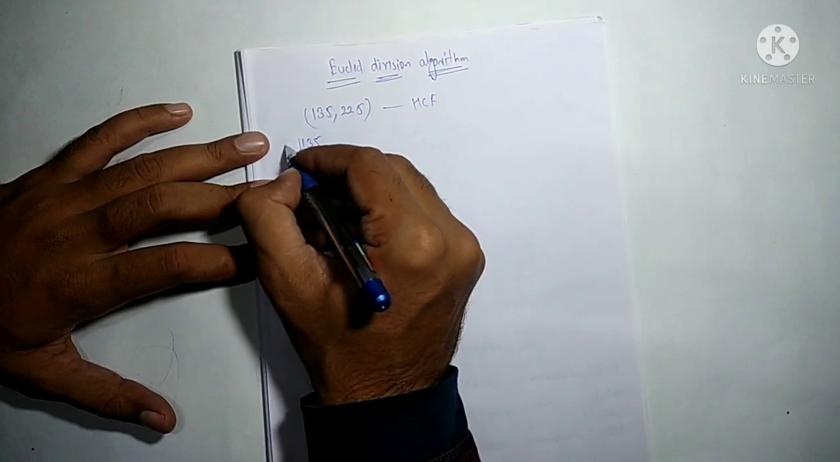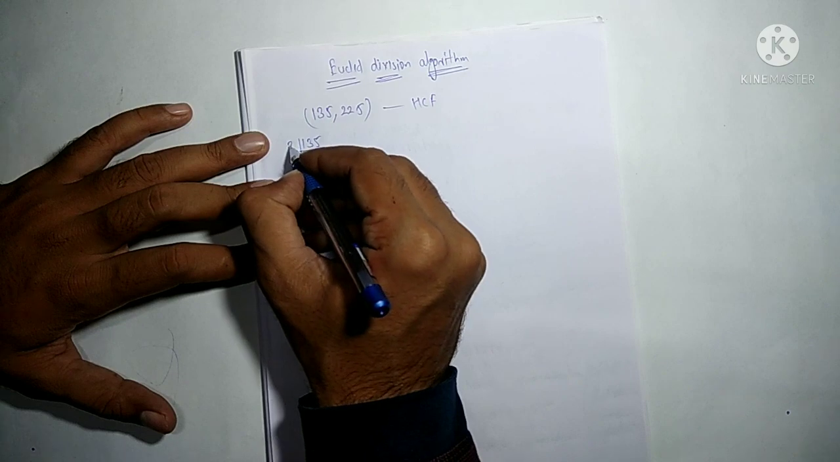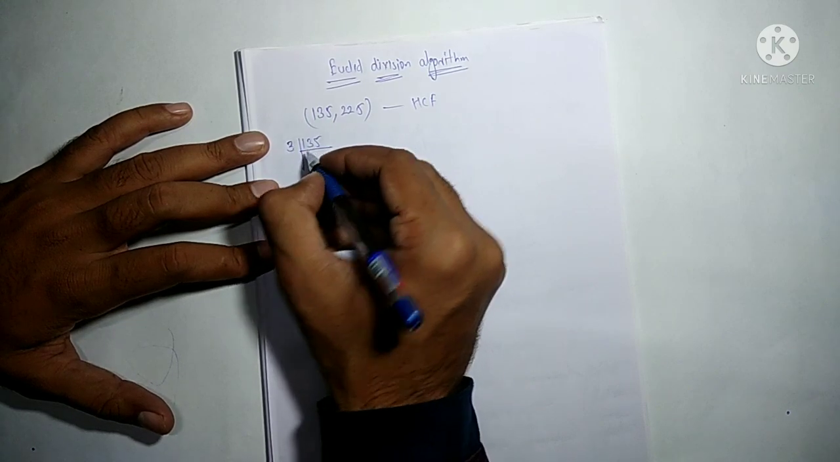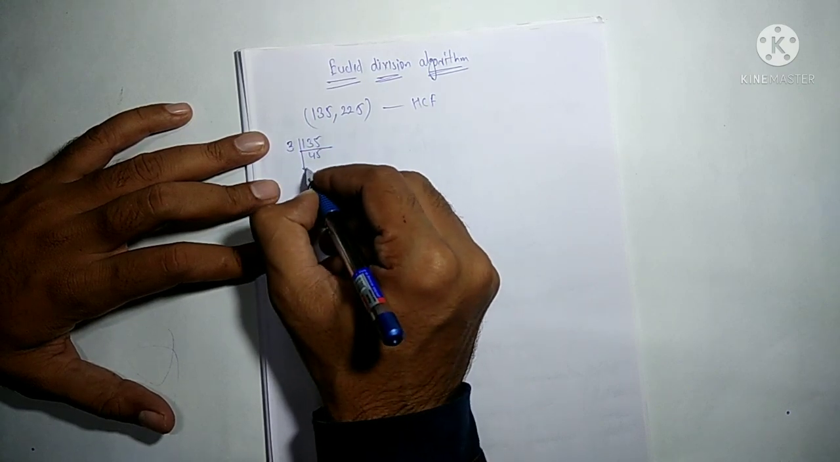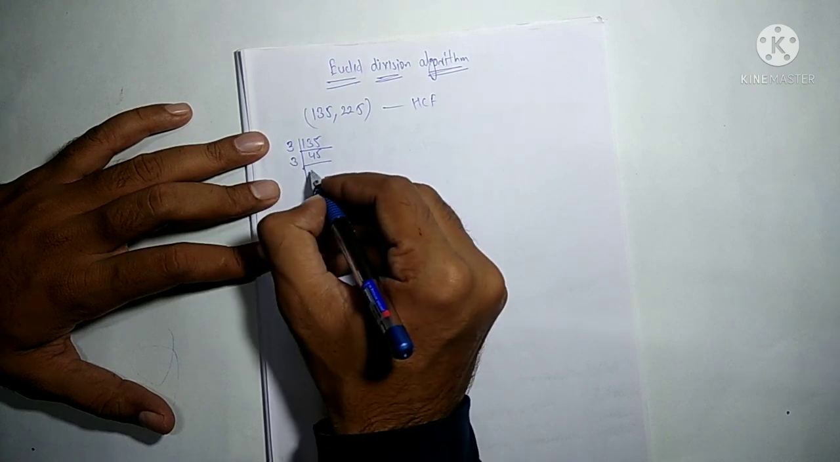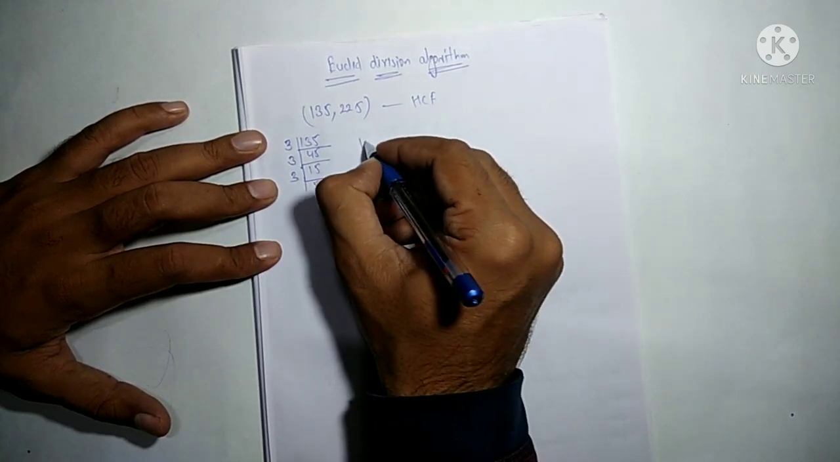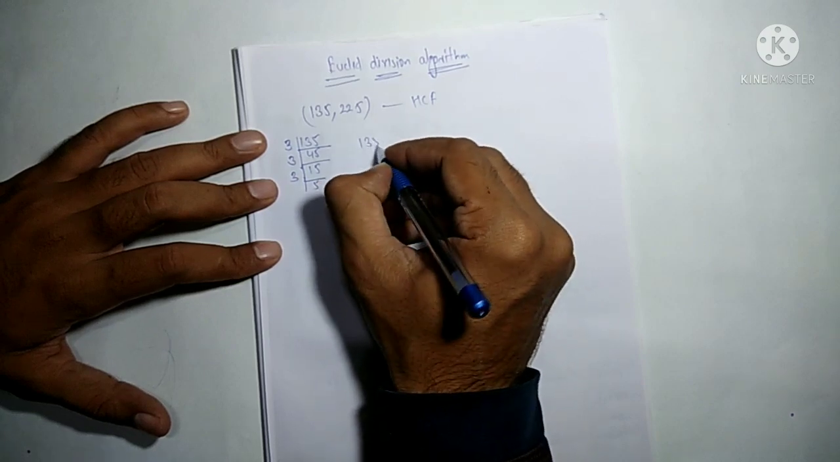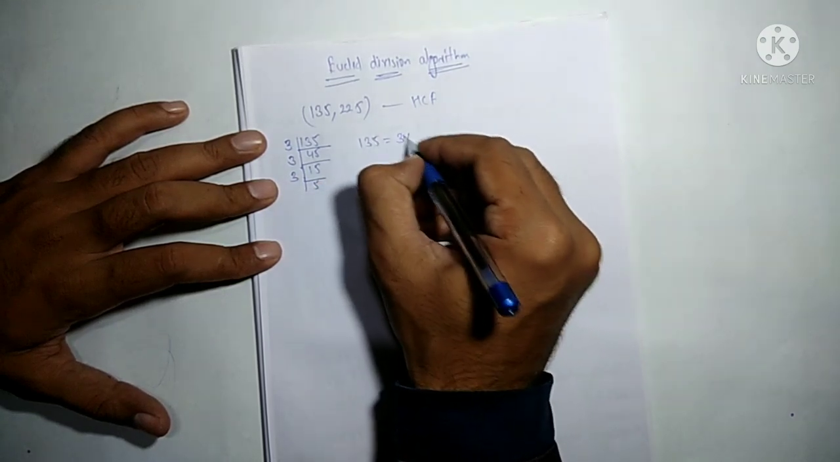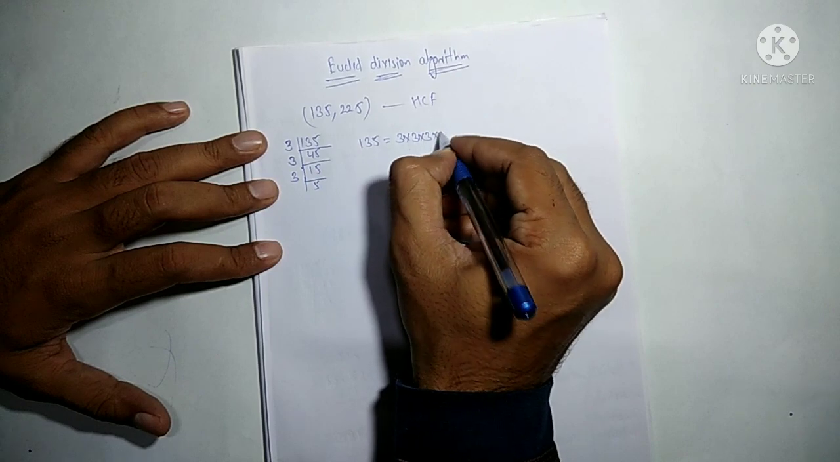For 135, what is the lowest value? 2. Can it be divided by 2? No, it can be divided by 3. 3 into 45 is 135. 3 into 15 is 45. 3 into 5 is 15. Then what is the prime factorization of 135? 3 into 3 into 3 into 5.